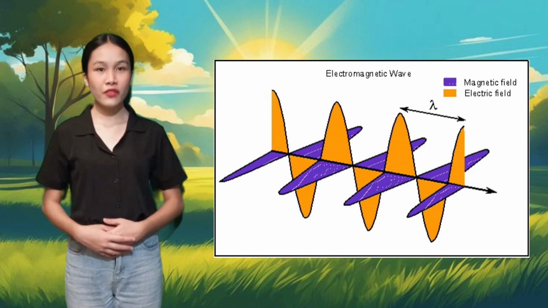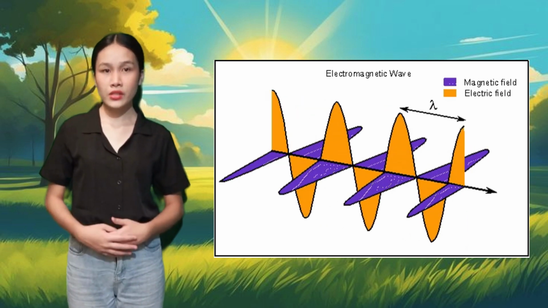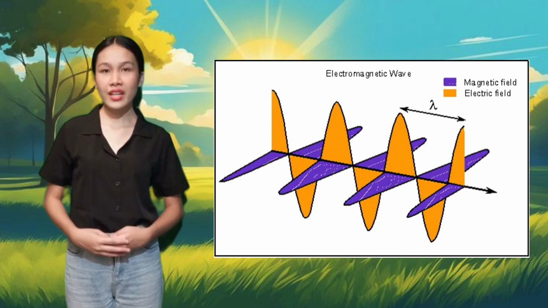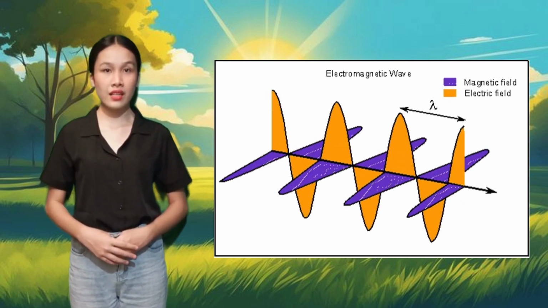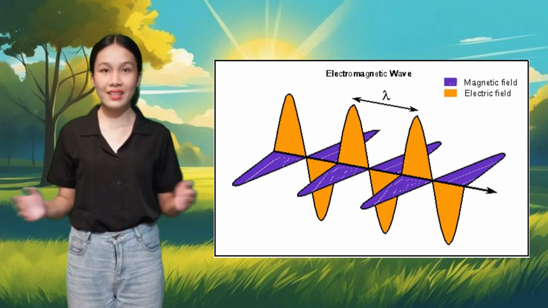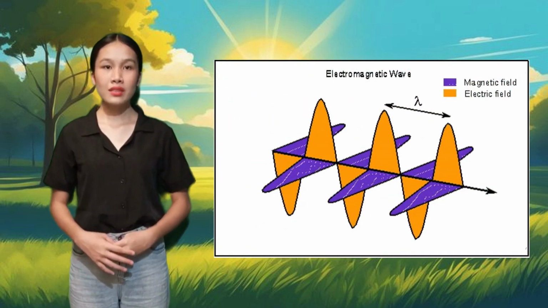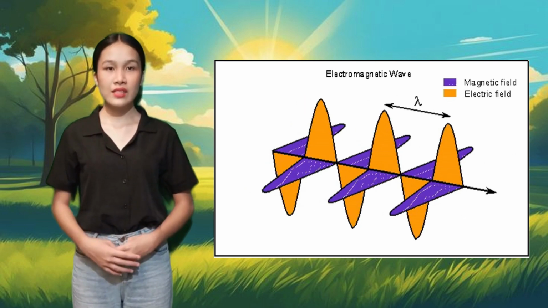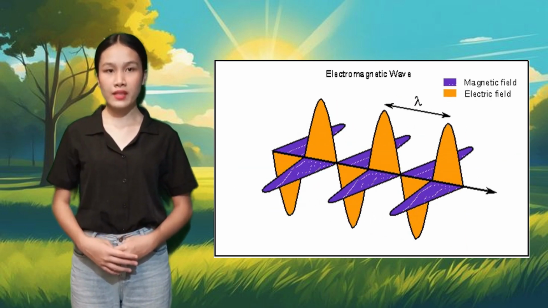Radiation travels in the form of waves, like ripples on a pond. But these waves are special. They carry energy and have both magnetic and electrical properties, which is why we call them electromagnetic waves. These waves don't need air or any other medium to travel. They can even zip through the vacuum of space.